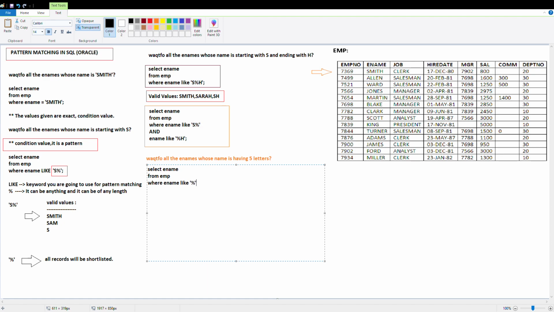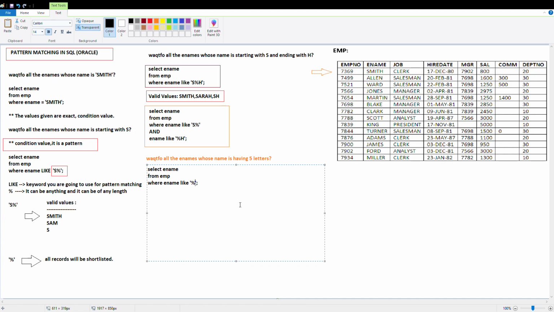If I write percentage here, what will happen? Basically, it will shortlist everything. The reason being, it can be of any length and it can be anything for that matter. Even if I write percentage 5 times, I'm still not going to get what I want. Writing percentage 5 times and writing it 1 time are one and the same, because percentage can be anything of any length. But here specifically, what am I saying? It should contain only 5 letters.